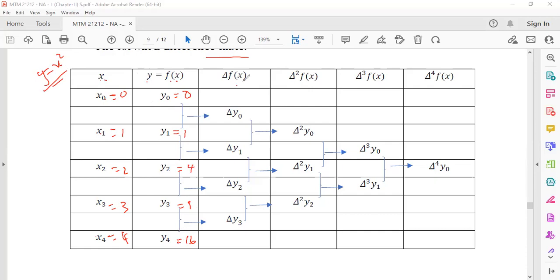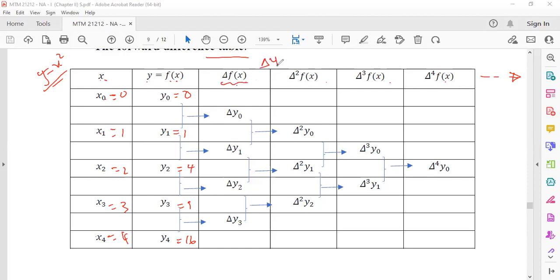y is equal to f(x). Then delta f(x), delta squared f(x), delta cubed f(x), delta 4 f(x). You can go anywhere. They may say until the 5th difference, 6th difference, like that. Okay. So when you see this one, how do you find delta f(x)?